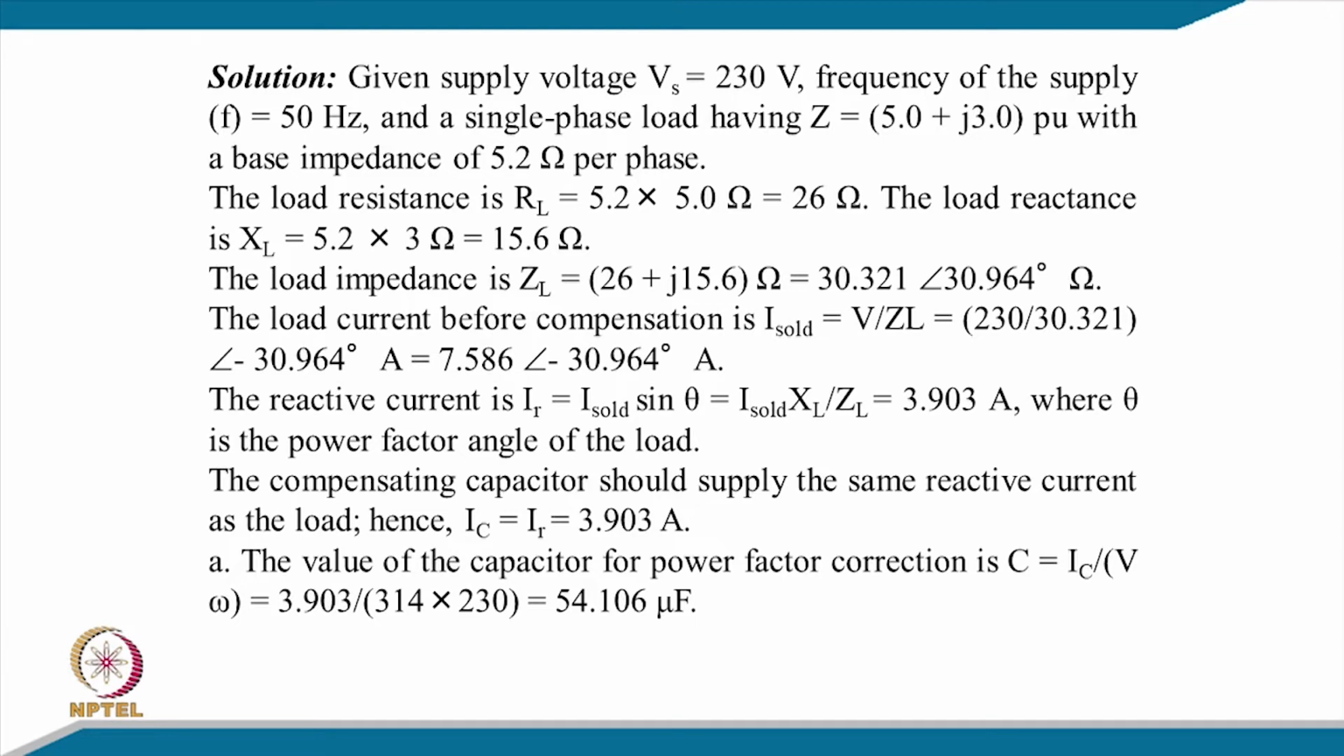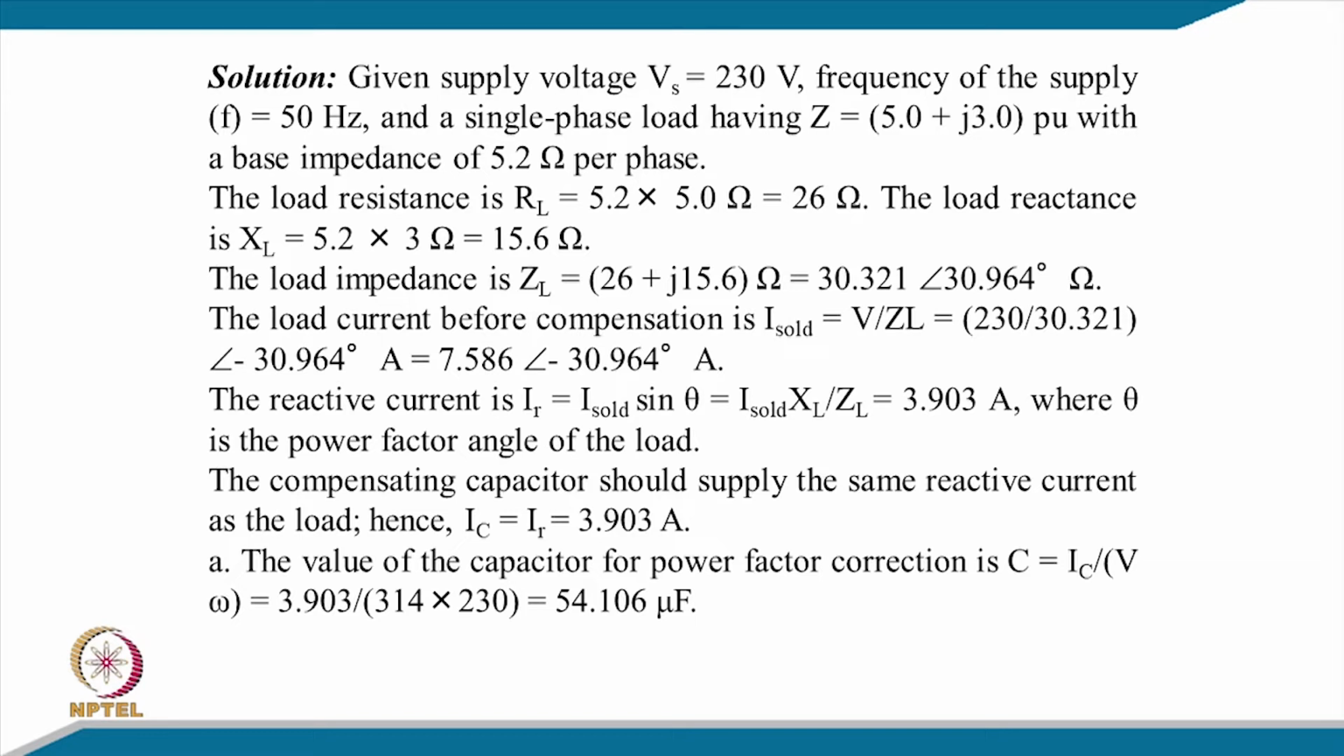So, the value of the capacitor for power factor correction: because the load is inductive, the compensator should be capacitive. So, it will be C equal to IC upon V omega, because V omega C equal to IC. So, C you can calculate from IC upon V omega. So, we can keep the value, let us say IC 3.903 divided by omega, here for 50 hertz is 2 pi f, that is 314 into 240.